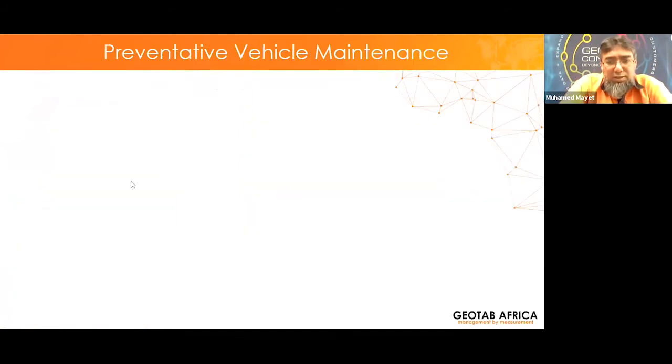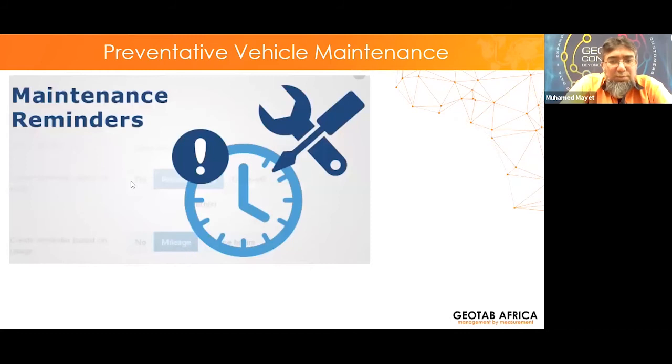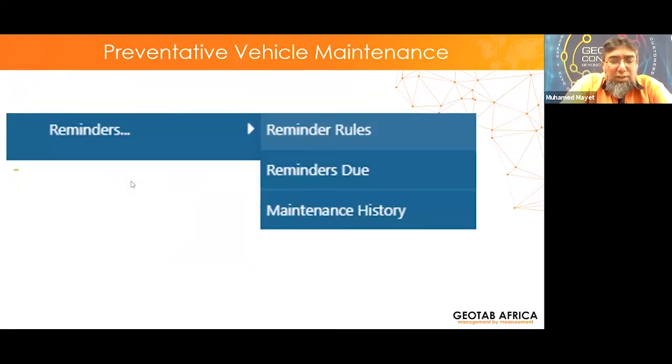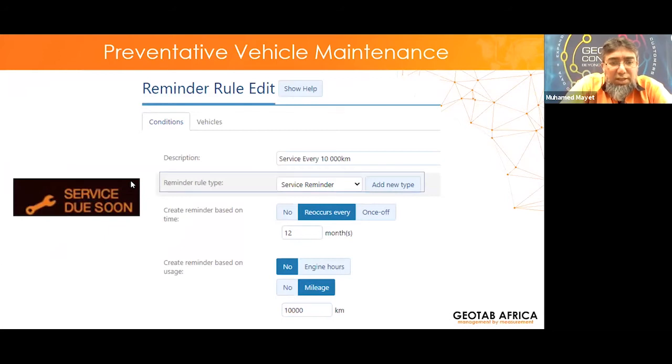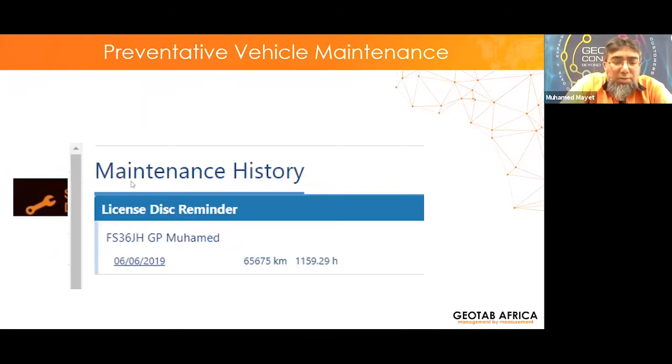Preventative vehicle maintenance. In My Geotab, you have options to set up different reminders. In My Geotab, you select reminders, reminder rules, and there you can select which type of reminder you would like to set. You can set reminders based on license fees, vehicle insurance, vehicle finance reminders. And once these reminders are set, you can set them based on vehicles or by groups. And when these notifications are set, you will then get reminders on which maintenance or license expiry is due.